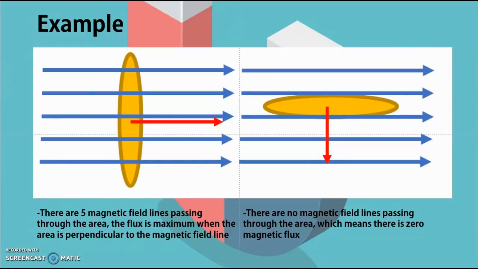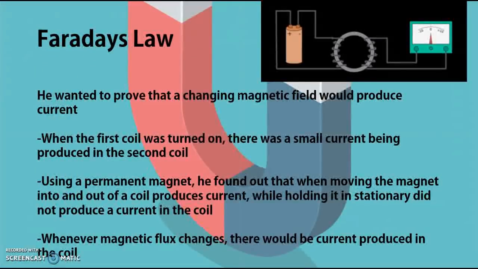So now we're going to talk about magnetic induction. Before we start, we're going to talk about Faraday's law. So what is Faraday's law? It's Michael Faraday's law, where he wanted to prove that a changing magnetic field would induce a current. So he set up an experiment like this picture shows, and imagine that there's a switch here. As he closes the switch, the first coil was turned on. He realizes that the galvanometer moved. It's because there's a small current being produced in the second coil.